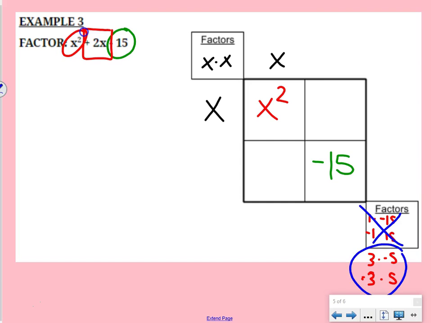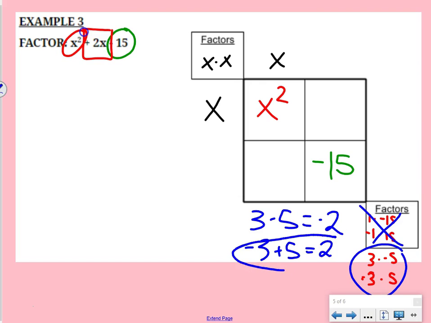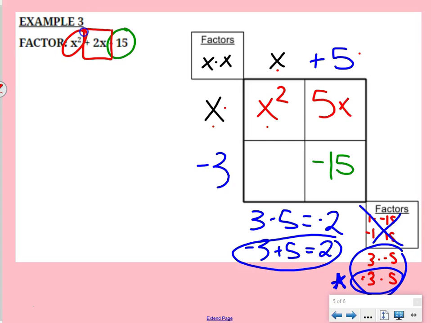So let's focus here. 3 minus 5 is negative 2, and negative 3 plus 5 is positive 2. We want positive 2, so we're picking this pair right here. Negative 3 and positive 5. Complete the box. Make sure it works. X times x is x squared. X times 5 is 5x. X times negative 3 is negative 3x. And positive 5 times negative 3 is negative 15.